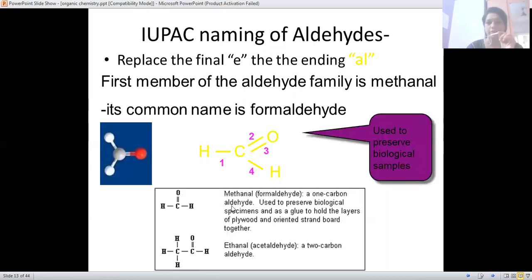Now in the simple way, methanal is formaldehyde. Ethanal is acetaldehyde. The 2 carbon compound has 1 carbon as the CHO. The single carbon has a CHO. So in this way, you can write the simple structures. This is a very good preservative for biological samples. These are a 2D structure and this is a 3D structure. So instead of the last E from the methane, you can write AL.